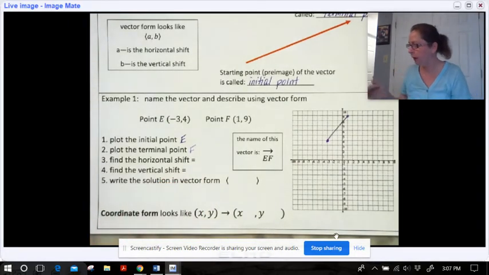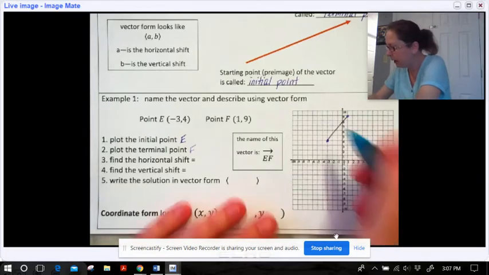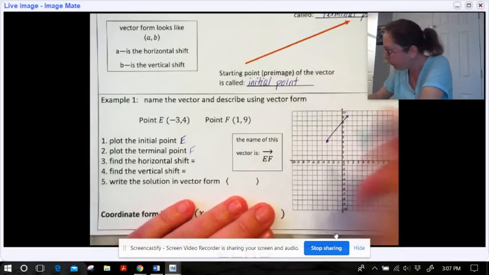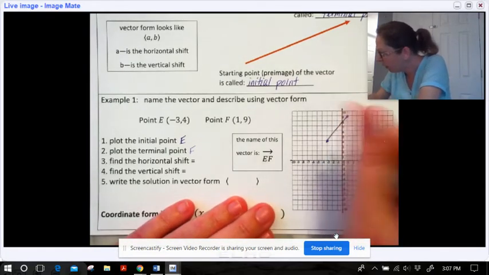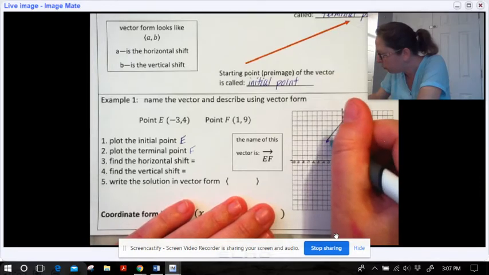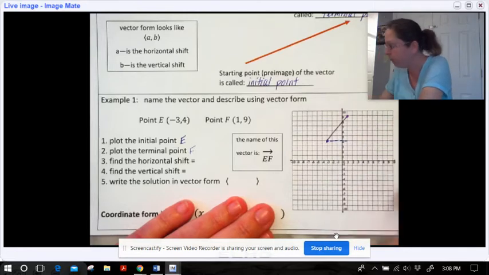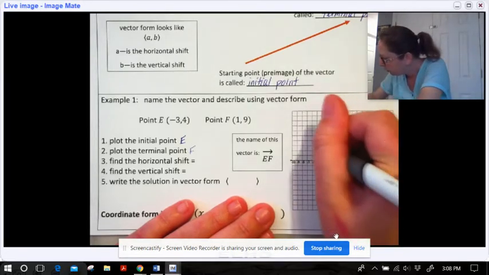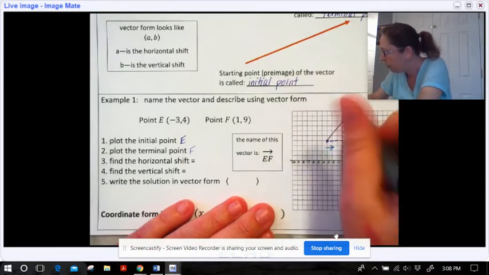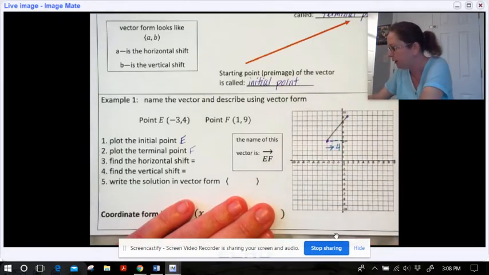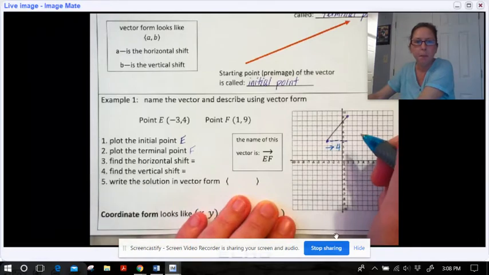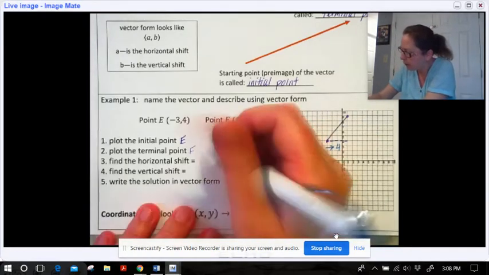Now what we need to determine is the horizontal shift. We can do that easily by determining how far I go over. 1, 2, 3, 4. I went over 4 to the right, so this will be positive. I'm going to put +4.